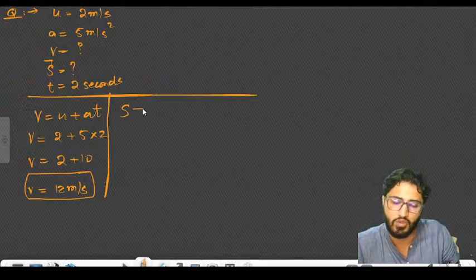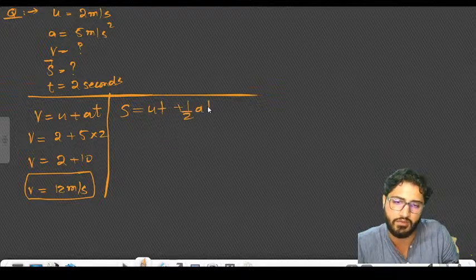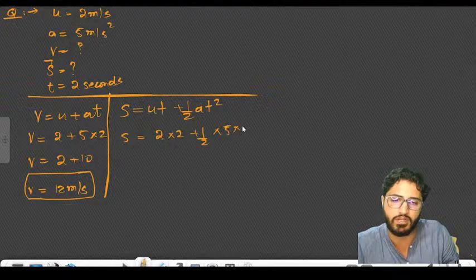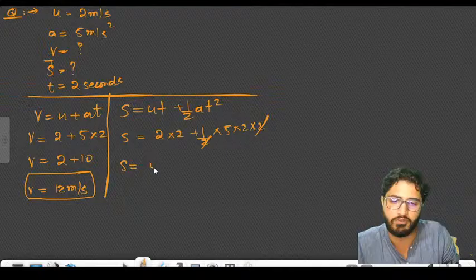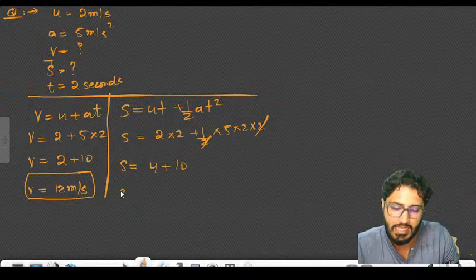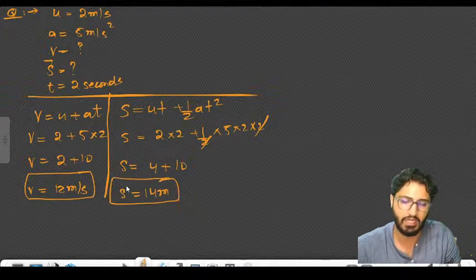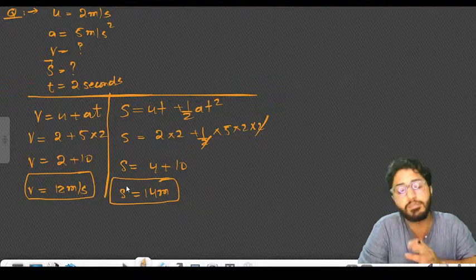Now the second one, s. s equals ut plus 1/2 at square. u is 2, t is 2, plus 1 by 2 into a, which is 5, into 2 square. 2 multiplied by 2 is 4, and the 1 by 2 cancels with a 2, so 5 times 2 is 10. s came out to be 14 meters. One basic numerical, showing how to apply these formulas.